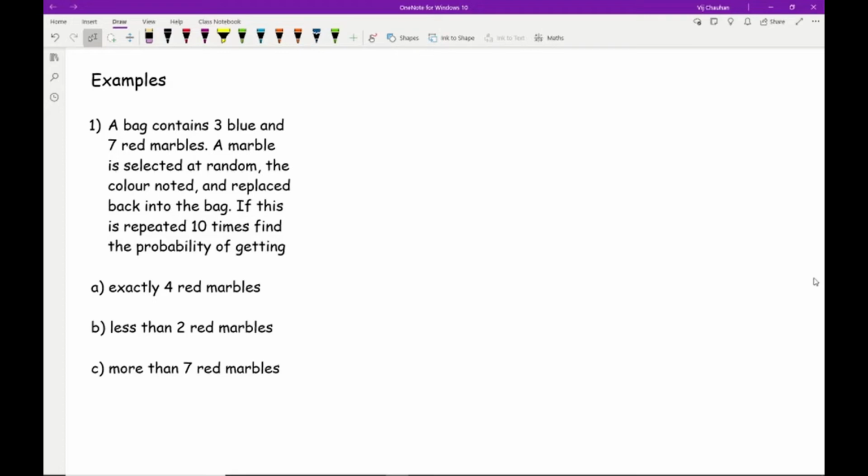For this, the first thing we need to do is set up the parameters of the question. So we've got x, which is you selecting a marble out of this bag, is binomially distributed with a total number of 10 trials, and the probability of a success. Here we're only focusing on red marbles, so selecting a red marble is a success, and the probability of selecting a red marble is 7 out of 10.